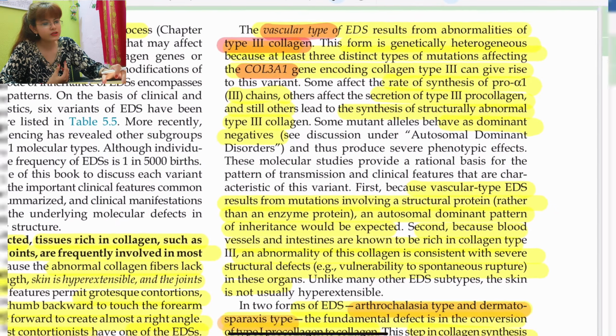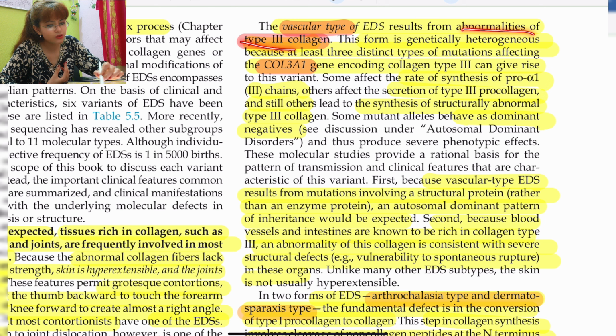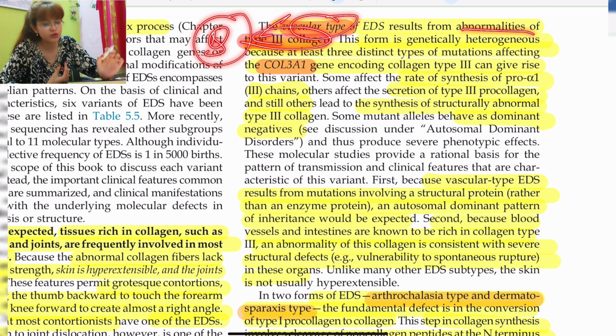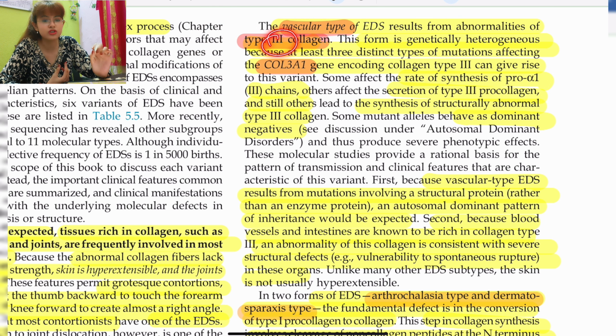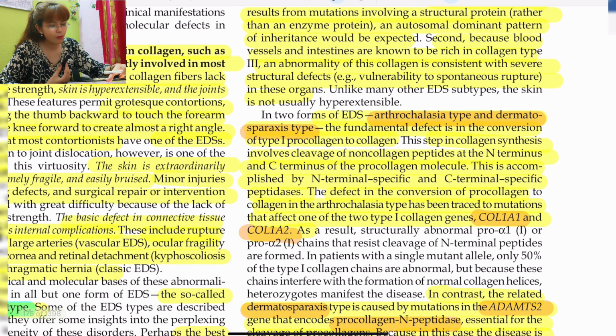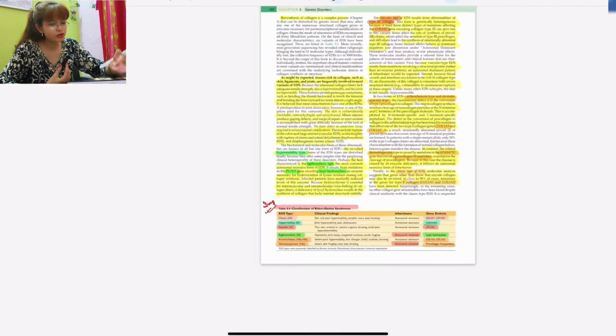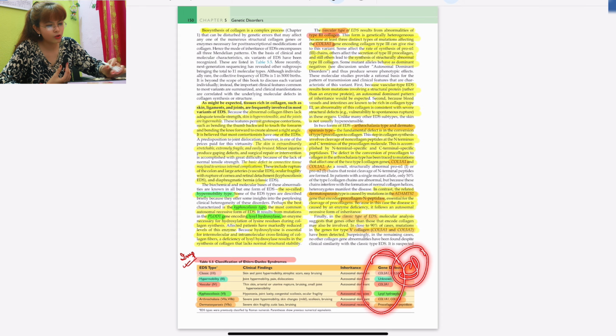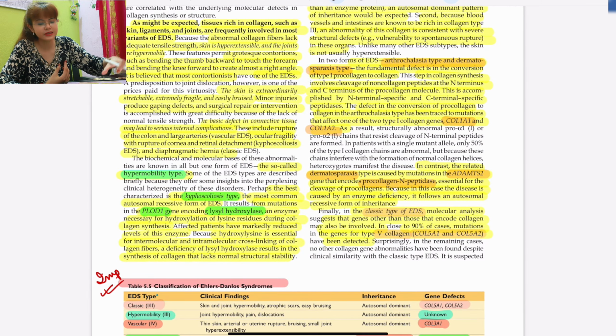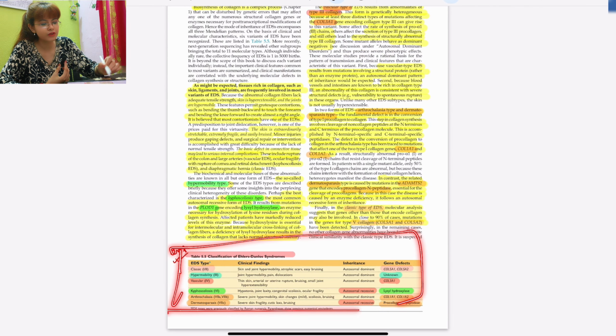Now the vascular type results from abnormalities of type 3 collagen. Very, very important point. Which collagen? Type 3 collagen, and therefore the gene involved is called the 3A1 gene. So the collagen is type 3, therefore the gene is called the 3A1 gene. All these points are described here. Essentially, you need to remember this. This will be coming as your questions. You won't be able to write this much in your exam, so this chart should be at your fingertips.